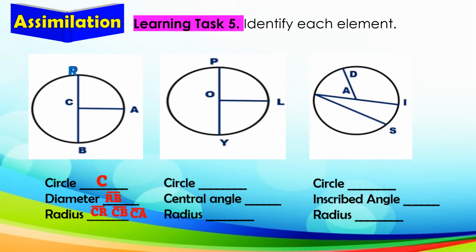So the circle is C. And the diameter, what is the diameter of the first illustration? So we have line segment RB. And then we have the radius. So again, we have 3 radii, because radii is the plural form of radius. So we have line segment CR, line segment CB, and line segment CE. Now you will do the illustration number 2 and number 3.